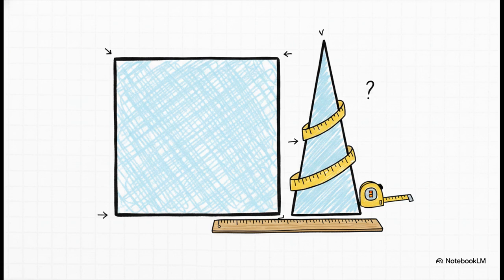If a question throws 3 or 4 vertices at you and asks, hey, what shape is this? You just calculate the distance between all the points. If all four sides are equal and the diagonals match, you've proved it's a square. If only two sides are equal, it's an isosceles triangle. You're basically using geometry's tape measure to prove the identity of the polygon.